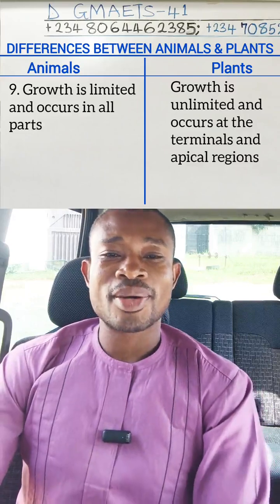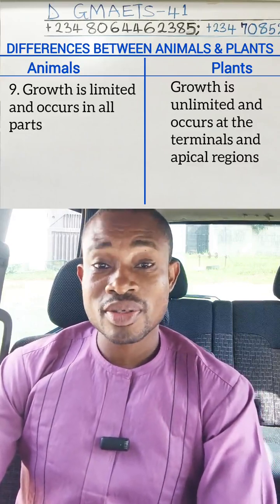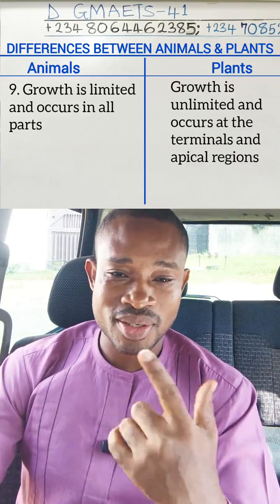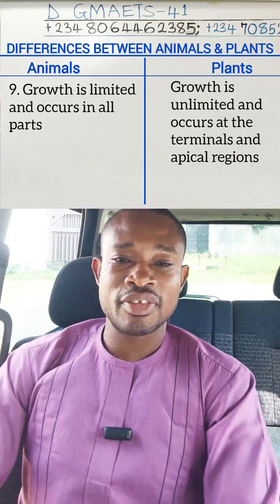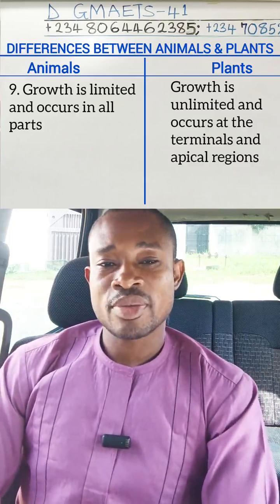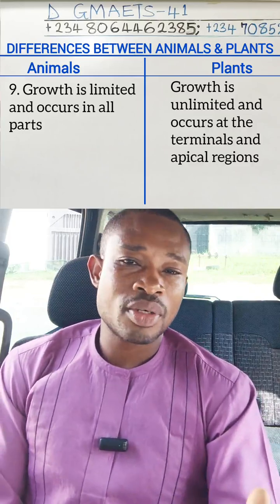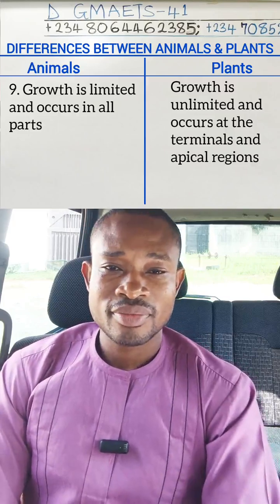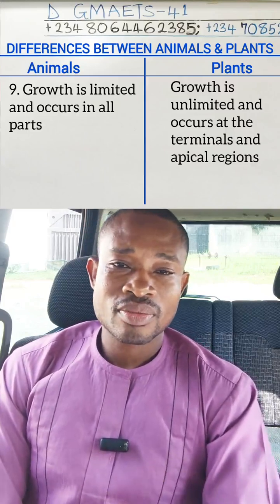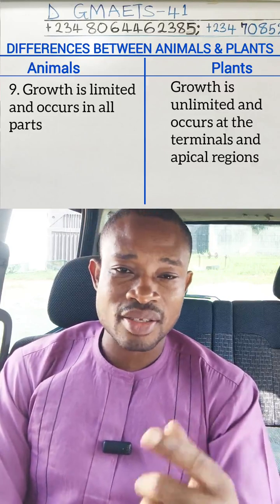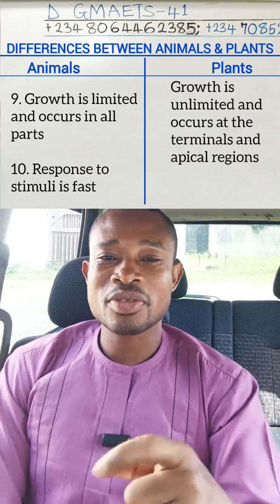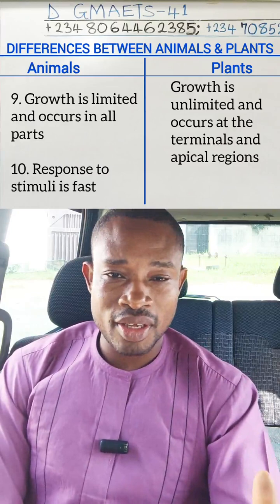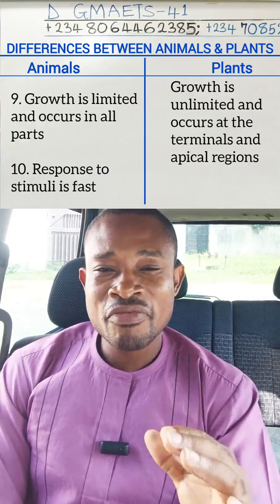Finally, let us talk about the way animals respond to stimuli. When you talk about irritability, in our previous class, we talked about the characteristics of living things, which we refer to as irritability. So how do animals respond to stimuli? And how do plants respond to stimuli? Animals respond to stimuli fast, okay? So the response to stimuli in animals is fast, but the response to stimuli in plants is very slow.